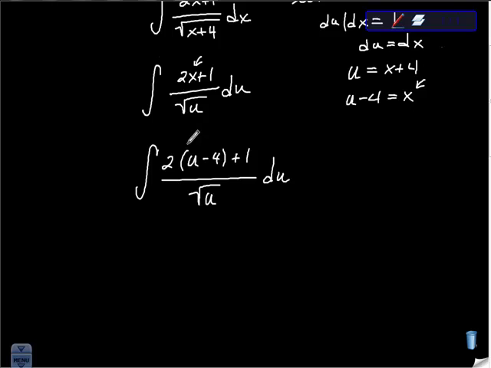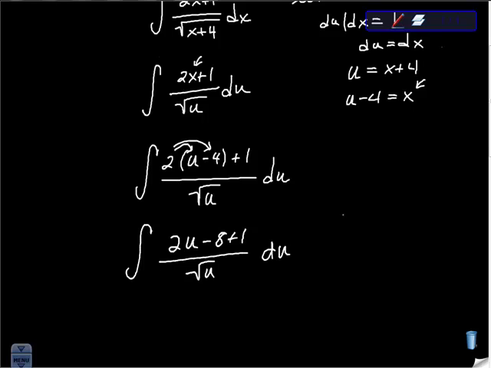I'm going to go ahead and do some algebra. I'm going to distribute to here and here. I'm going to get the indefinite integral of 2u minus 8 plus 1 all over square root u du. If you don't mind, instead of writing another line, I'm going to go ahead and clean this up. Negative 8 plus 1 is negative 7, isn't it? It's just a little bit of arithmetic.